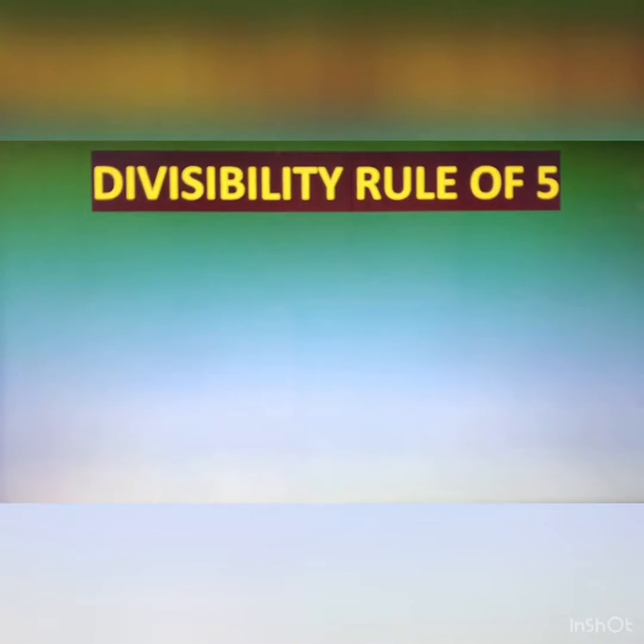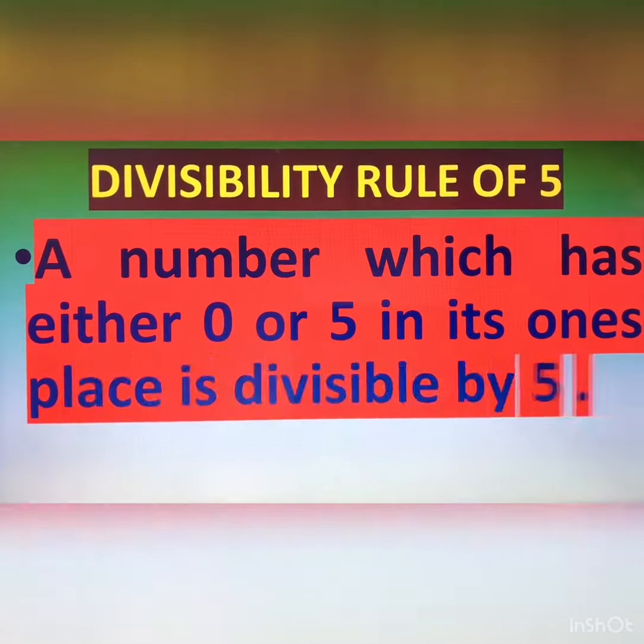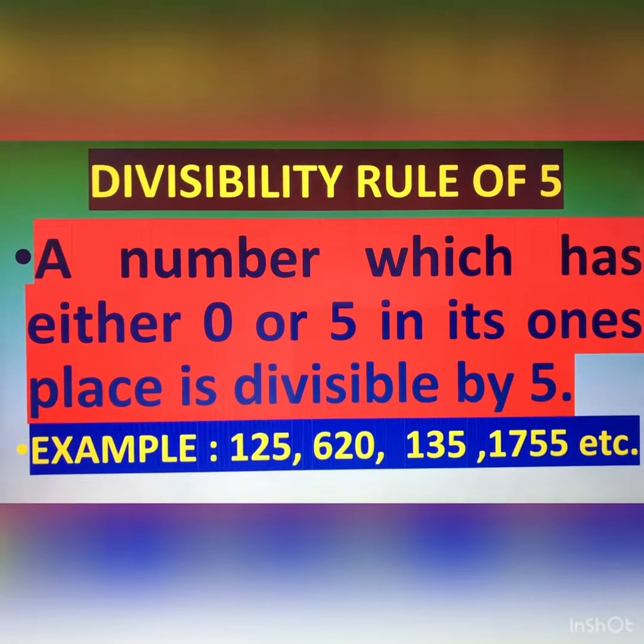Now the divisibility test of 5. So dear, you can see here a number which has either 0 or 5 in its ones place is divisible by 5. Means if the ones place is 0 or 5, then the whole number is divisible by 5. So understand it with an example. 125. Yes, because the ones place digit is 5, therefore this 125 is divisible by 5. 620, because the ones place digit is 0, therefore this number is divisible by 5.